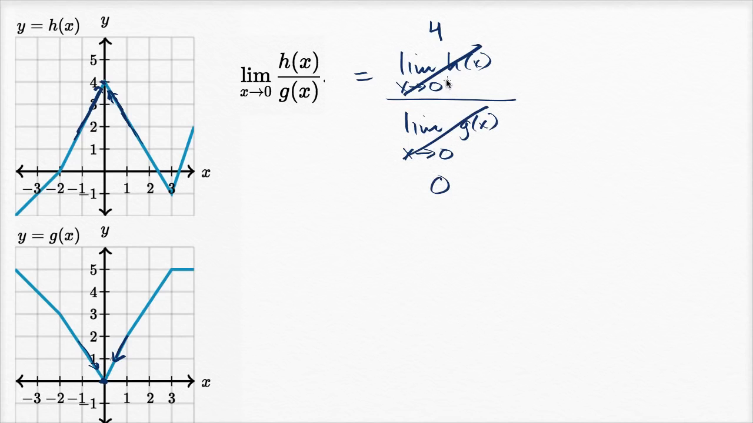But now we're in a strange situation. We have to take 4 and divide it by 0. So this limit will not exist because we can't take 4 and divide it by 0. So even though the limit of h of x as x approaches 0 exists, and the limit of g of x as x approaches 0 exists, we can't divide 4 by 0, so this whole entire limit does not exist. And actually, if you were to plot the graph of h of x over g of x, you would see even more clearly that that limit does not exist. You would actually be able to see it graphically.